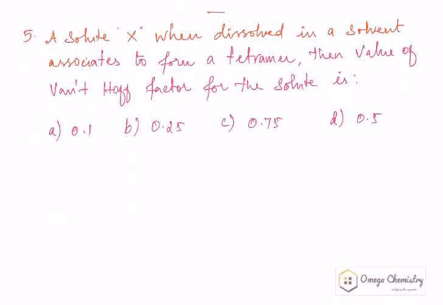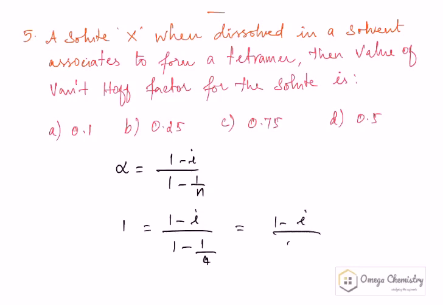Now the last question. A solution X, when dissolved in a solvent, associates to form a tetramer. Then value of Van't Hoff factor for the solute is. Now it is given the solute X will associate to form a tetramer. So it is association. So alpha is equal to 1 minus i by 1 minus 1 by n, which means alpha, I am going to take alpha as 1. Okay, so it is nothing but 1 minus i by 1 minus 1 by 4, right? 1 by 4 means number of particles. So now which means it is 1 minus i by 3 by 4, right?